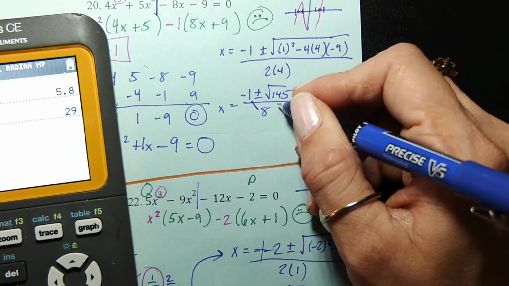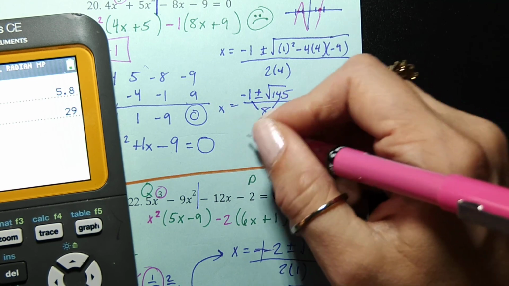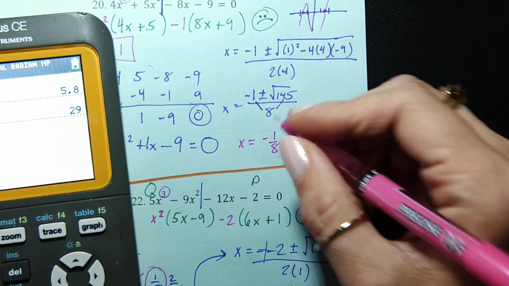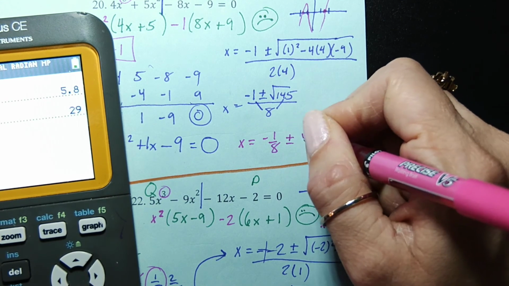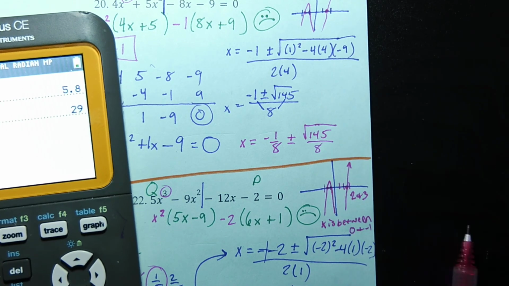So our final step, division distribution. And can I actually divide 145 by 8? Nope, because it's trapped under the square root. So negative 1/8 plus or minus radical 145 over 8.